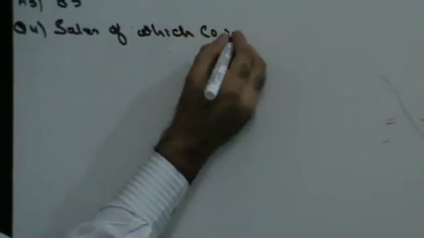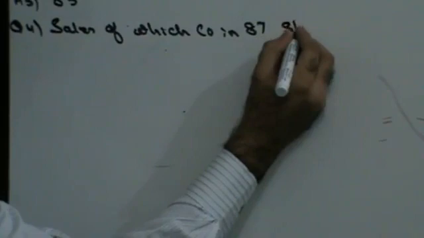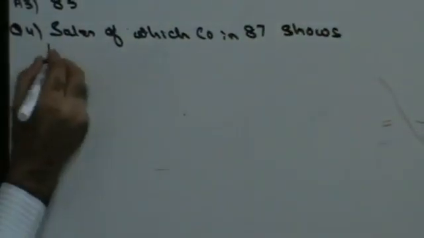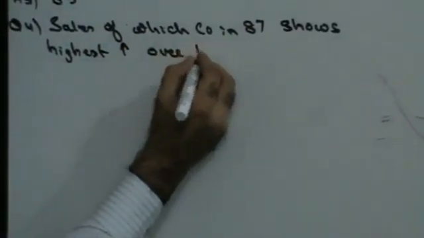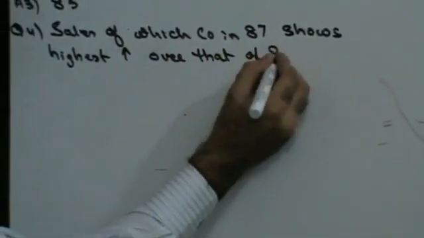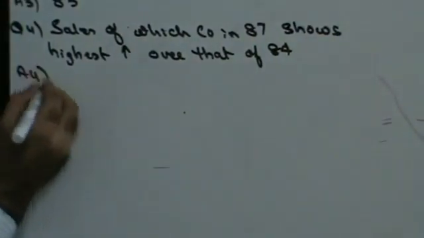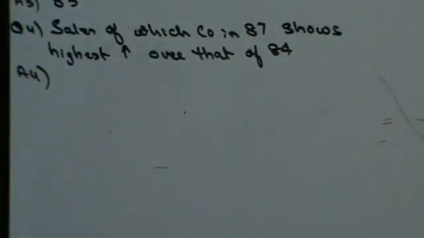Next, let's see the next question. The sales of which company in 87 shows the highest increase over that of 84? Right? Now, in the year 1987, highest increase over that of 84.